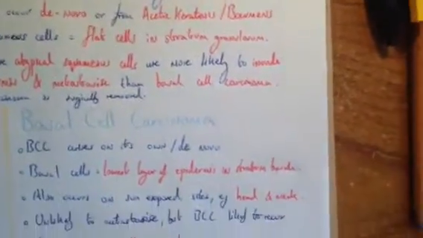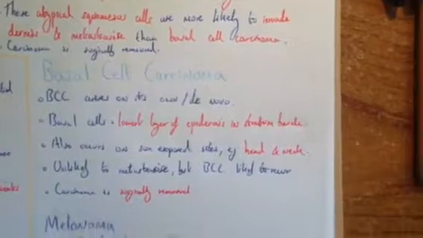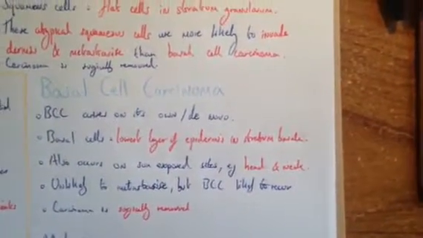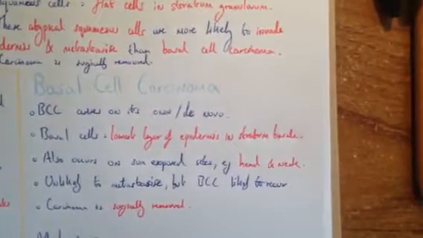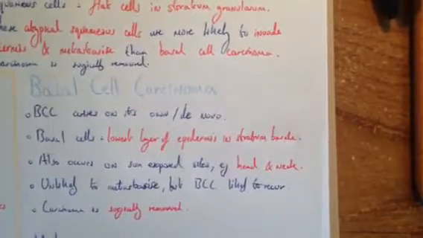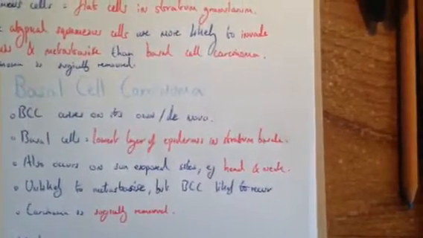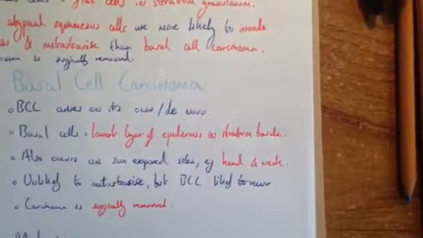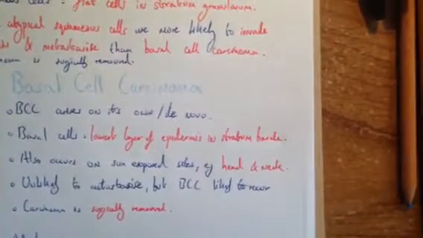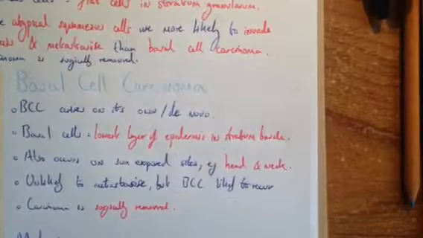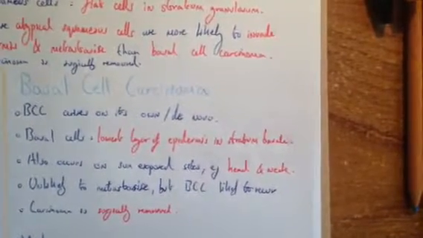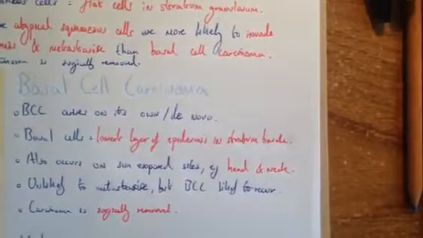Moving on to basal cell carcinoma. Basal cell carcinoma arises on its own, de novo. The basal cells are the lowest layer of the epidermis, in the stratum basale. It also occurs on sun-exposed sites, e.g. head and neck. It's unlikely to metastasize, but basal cell carcinomas are likely to recur. The carcinoma is surgically removed.